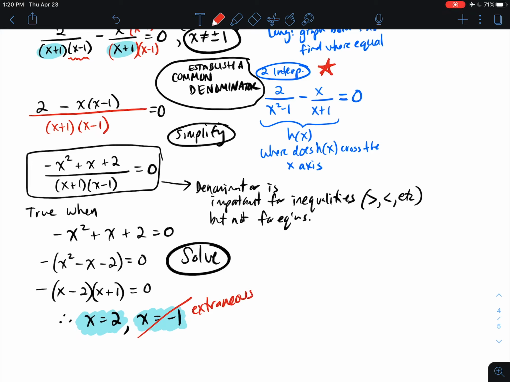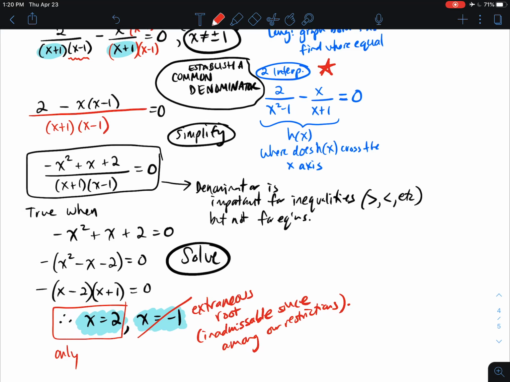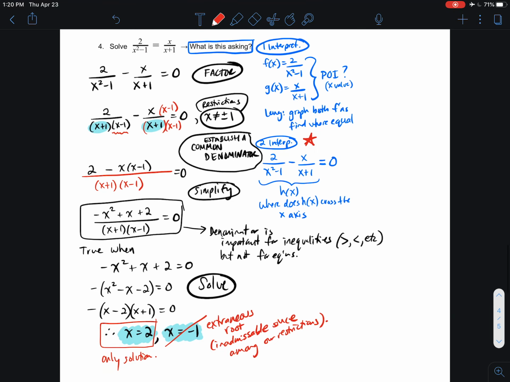This is an extraneous root. It is inadmissible since it's among our restrictions. Okay, so that means this is our only answer to the problem. Now again, let's go back and consider the interpretation of what that means.